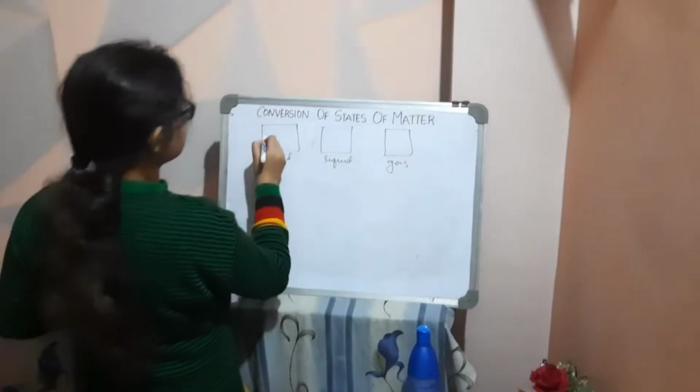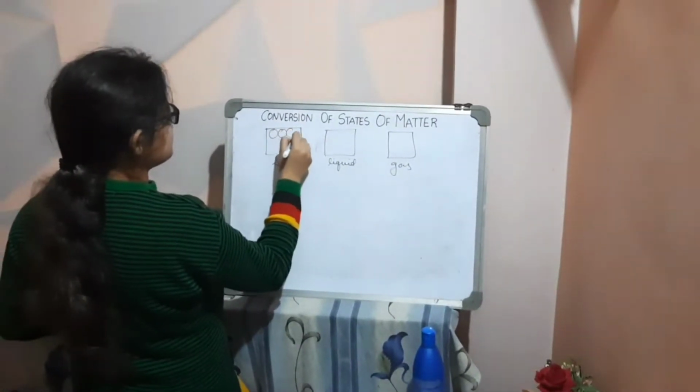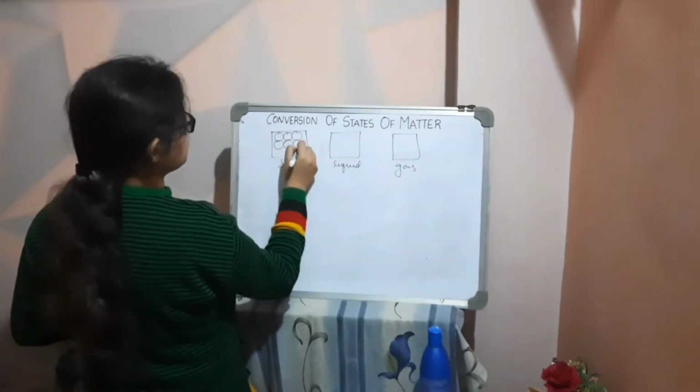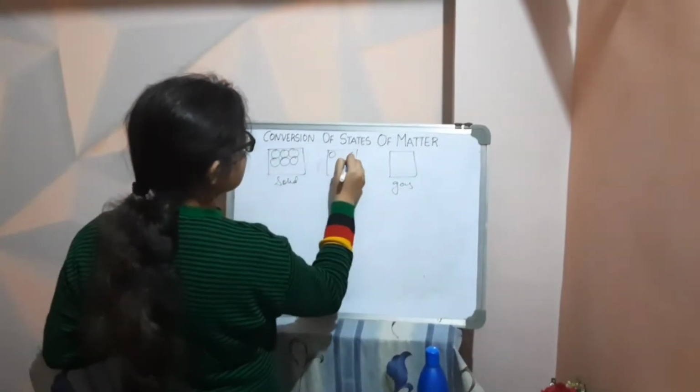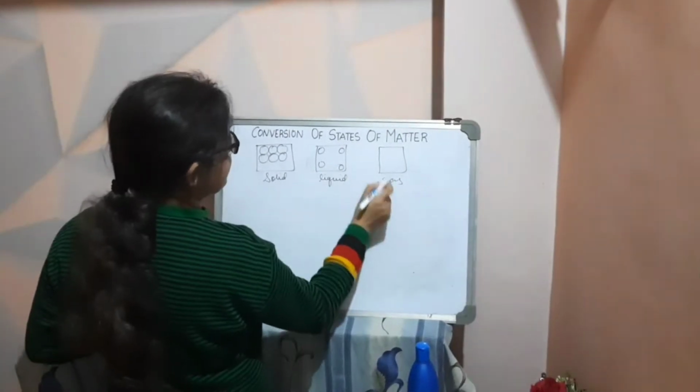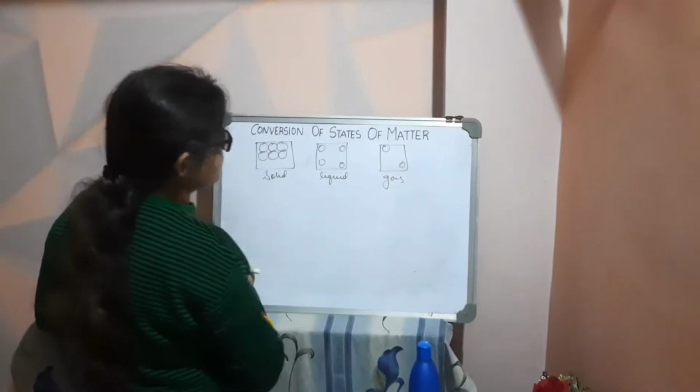In solid, the composition is like this. Molecules are closely packed to each other. In liquids, molecules are a little far from each other, and in gases, molecules are very far from each other.